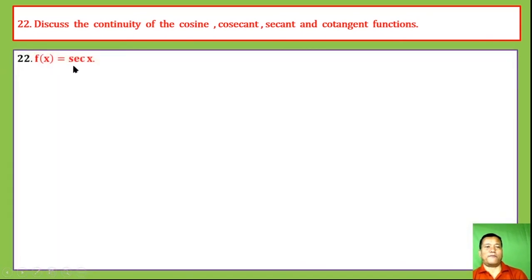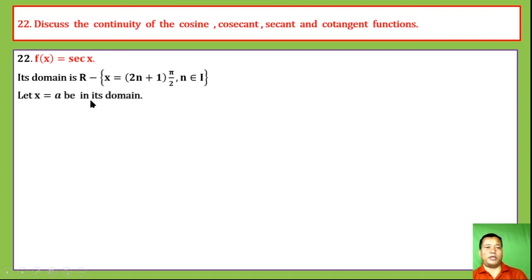Consider the function f of x equal to sec x. Its domain is R minus the points x equal to (2n plus 1) times pi by 2, where n belongs to I. Let x equal to a be in its domain.